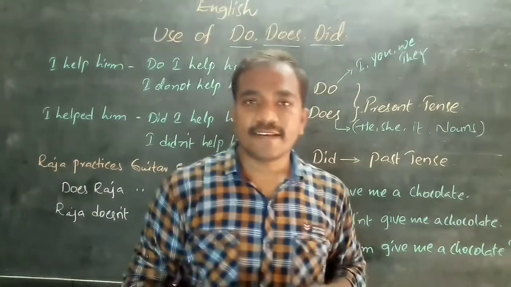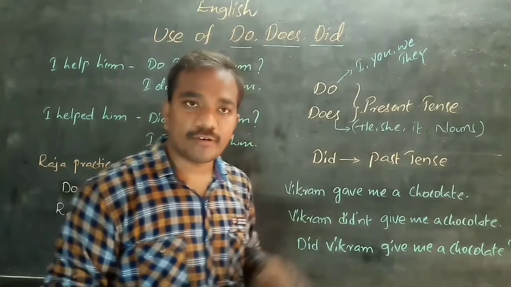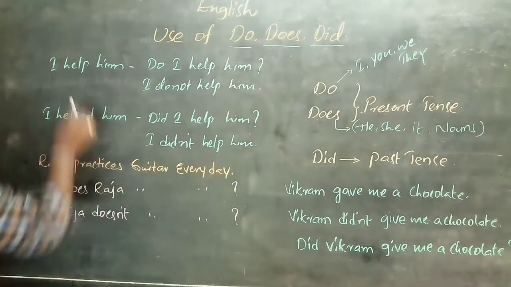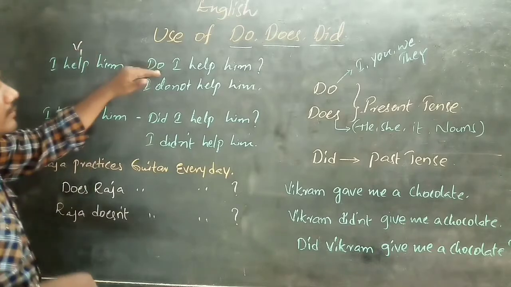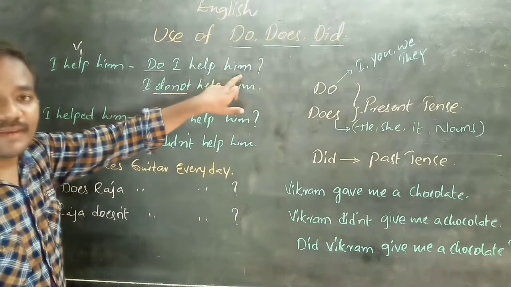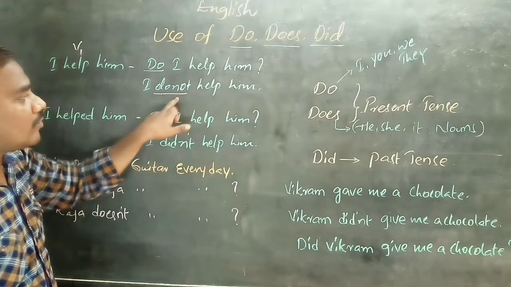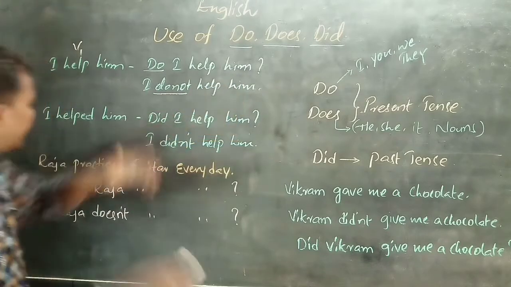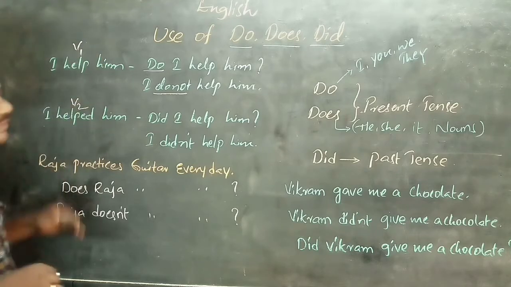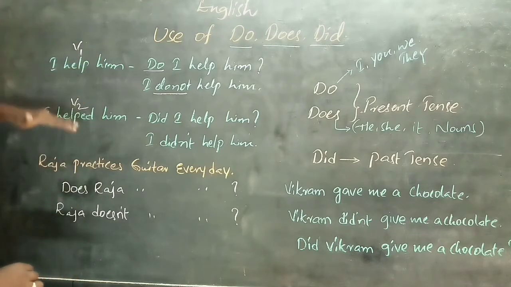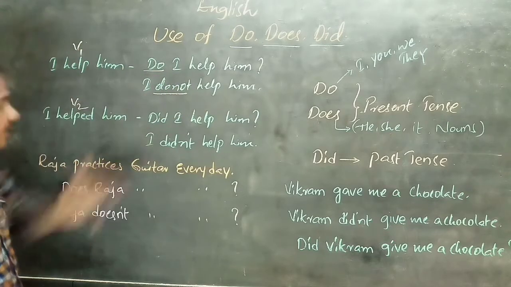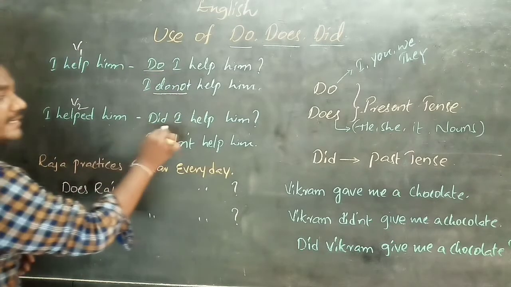Friends, let's see few more examples regarding the same exercise part. I help him. Help is V1. So I selected do and do not. Do I help him? Interrogation. I do not help him. Negative. Next, I helped him. See here V1 and here it is V2. The simple present tense and simple past tense. I help him. Do I help him? And I do not help him. Next, I helped him. Did I help him?